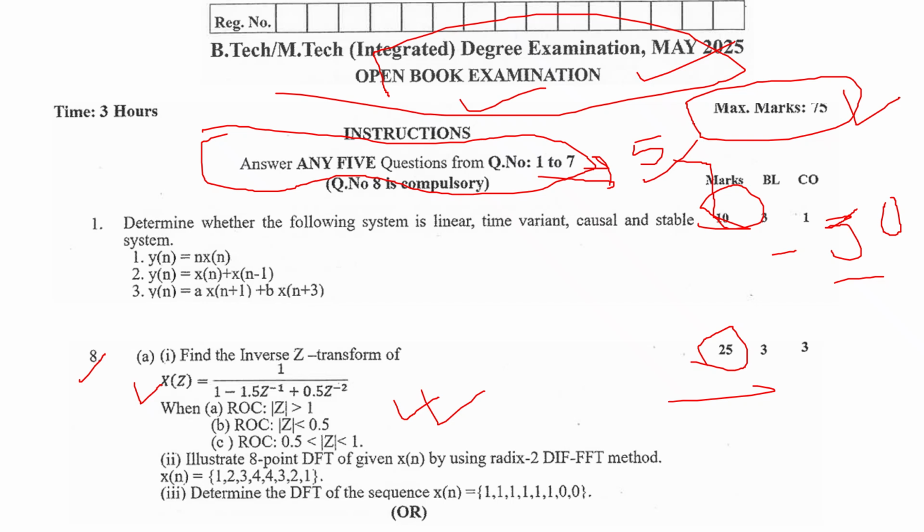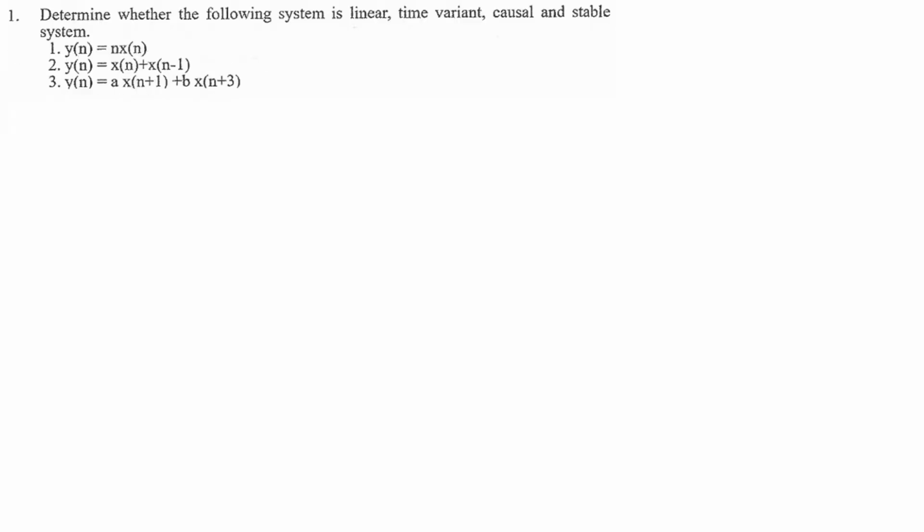Let me take the questions now. We are going to take the questions, and we will also try to discuss the answers shortly for all these 8 questions. Let's see the questions now. The question is related to the first unit only: linear, time variant, causal and stable. You have to check whether the signals given here are linear or time variant, causal or stable. What type of signal are these? This is just a very simple question.